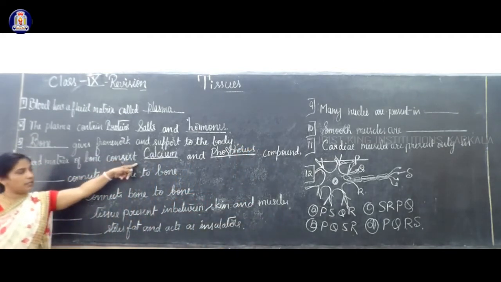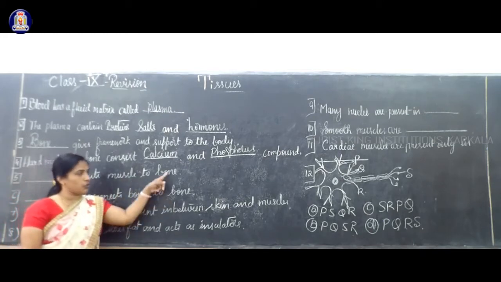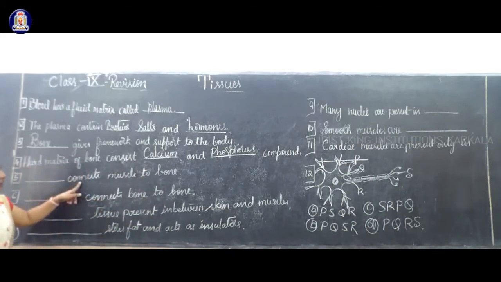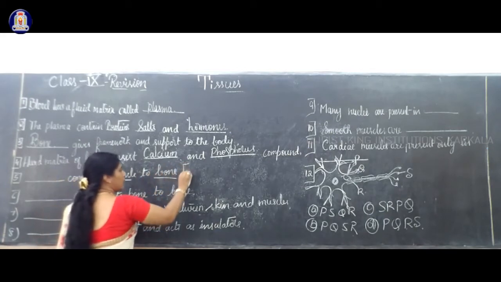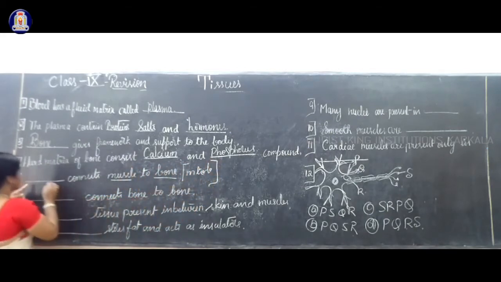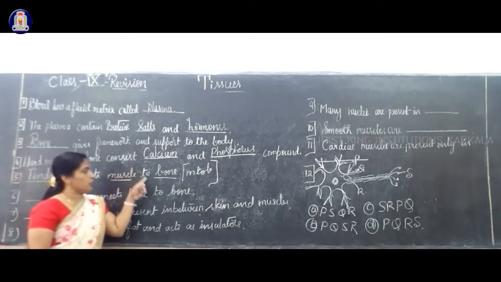Calcium, that's why it is in a white structure. Dash connects muscle to bone. This is a repeated question, and very important. Dash connects muscle to bone. M to B, keep in your mind. Muscle to bone. That is ligament or tendon. Here it is tendon. Tendon connects muscles to bone.